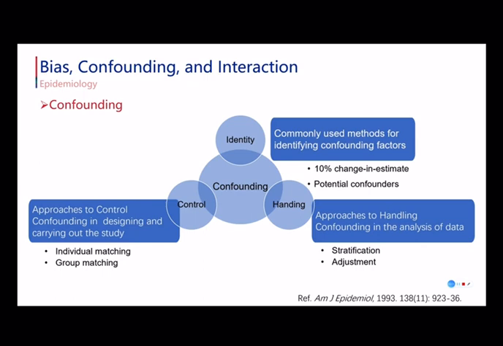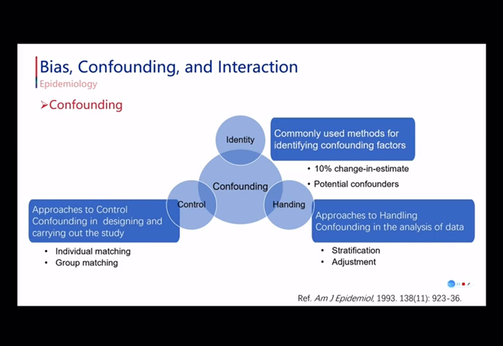We usually select potential confounders that by themselves change the main effect by 10% or are known risk factors for the outcome according to prior evidence. How can we address the problem of confounding? As seen in the figure, the issue of confounding can be addressed either in designing and carrying out a study or in analysis of the data.